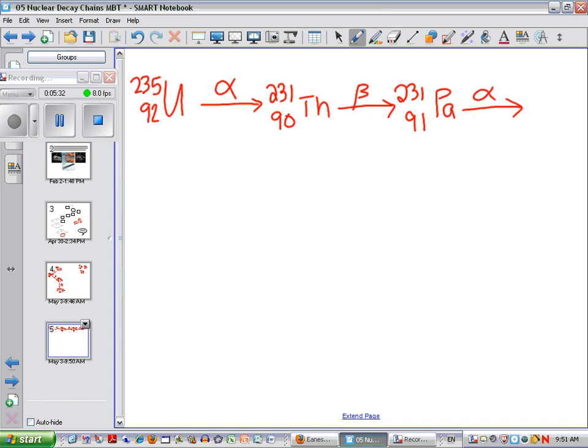Alpha. And you keep going, and if you have to go to a next line, that's fine, until you get your final element, your final isotope, excuse me, and you put it in the box. Any questions about nuclear decay chains?